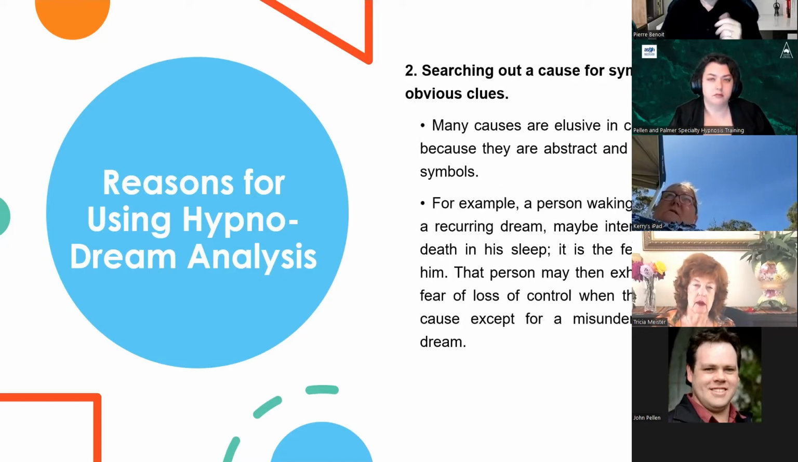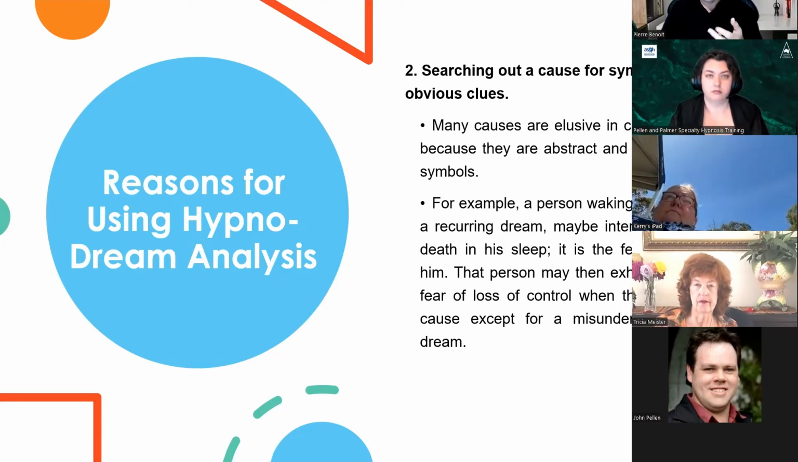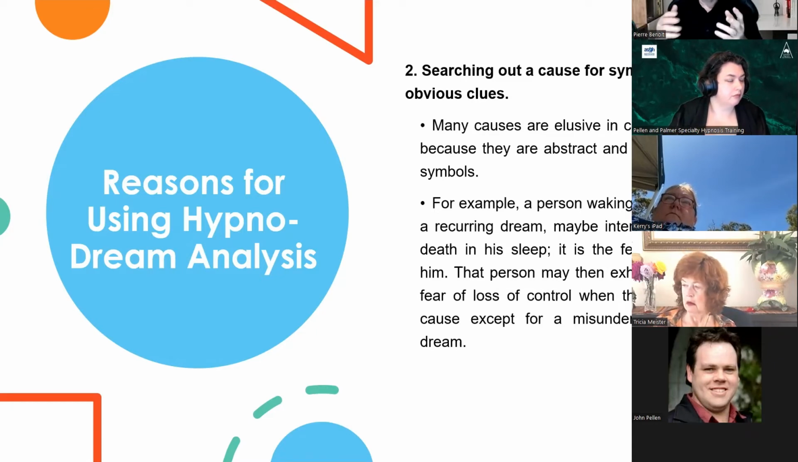Another reason is searching out a cause for symptoms with no obvious clues. Many causes are elusive in conscious therapy because they're abstract or derived from symbols. For example, a person waking up fearfully from a recurring dream may be interpreting a fear of death in their sleep. It is the fear that awakens him. So a person may then exhibit symptoms of fear of loss of control when there is no actual cause except for a misunderstanding of the dream. So we can help them to figure out things when there's no logical reason.